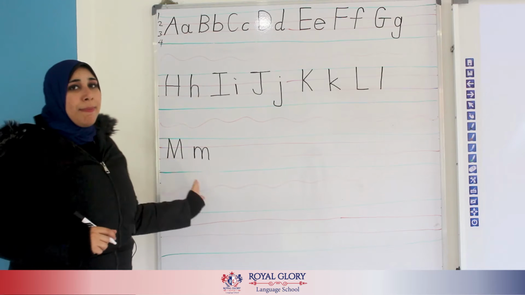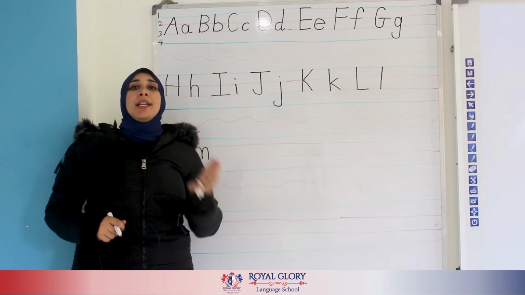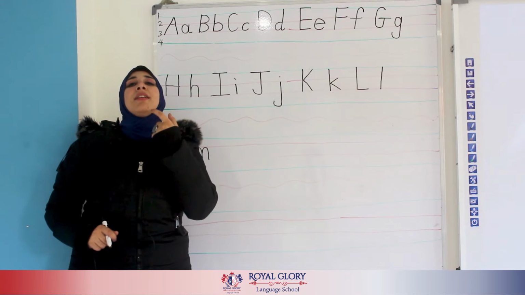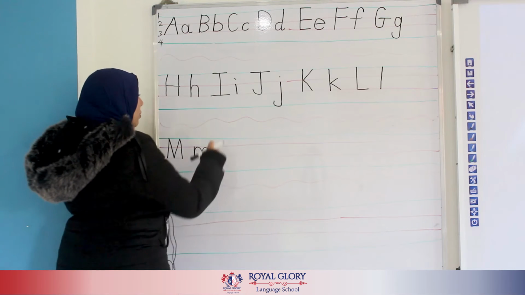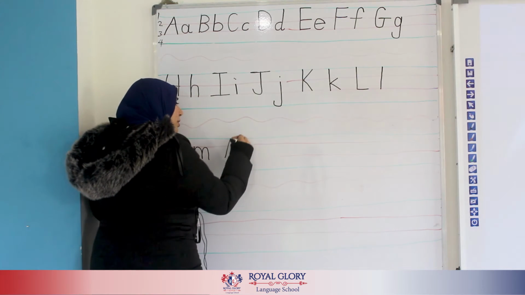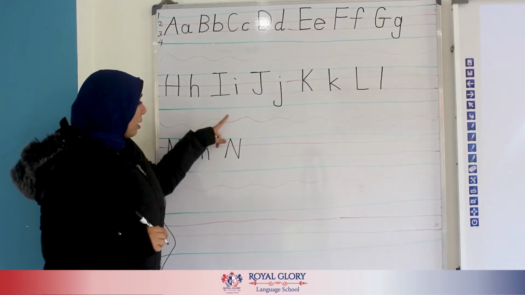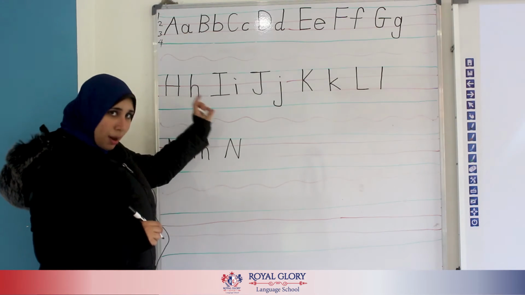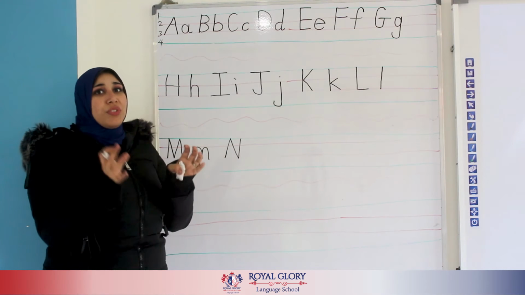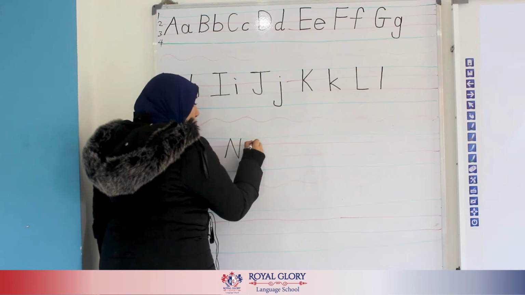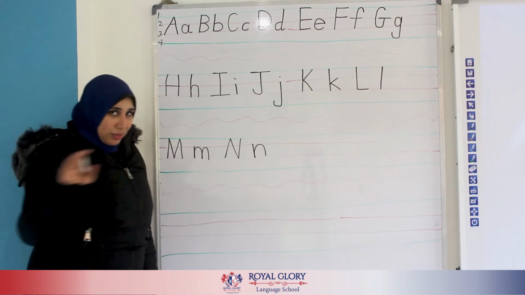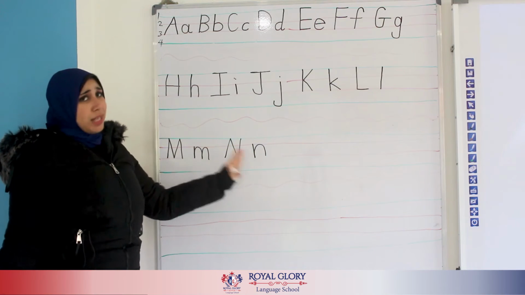Okay, after letter M, letter N. How can I write N sound? Vibration here, yes, sound N. Okay, from line number 3 to line number 1, up, standing line down, standing line up again. This is the upper case of sound N. The lower case of sound N. From line number 2 to line number 3, down, and make a curved line down. That's it. Okay.